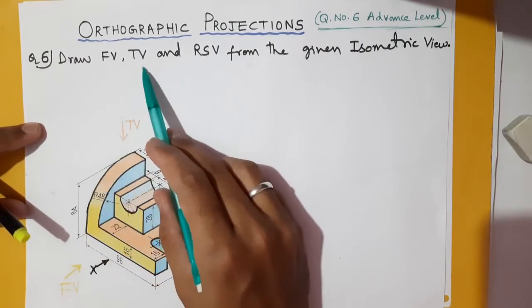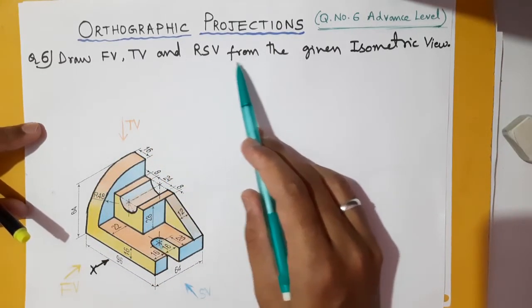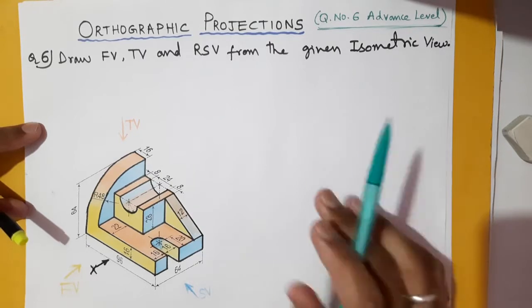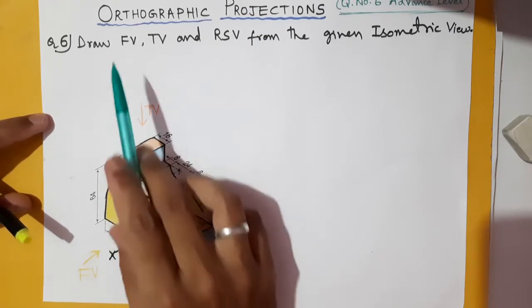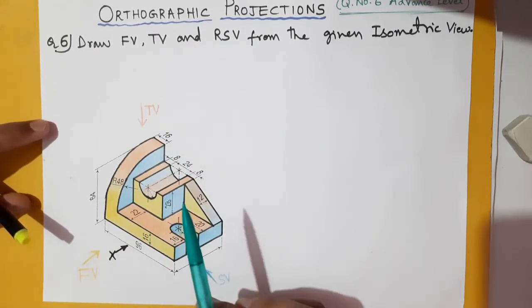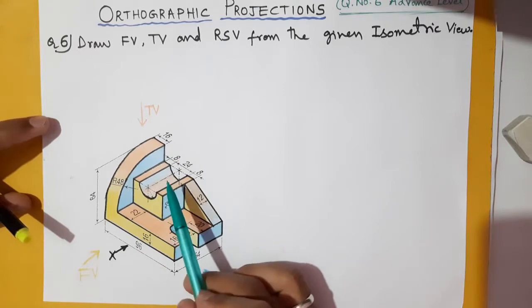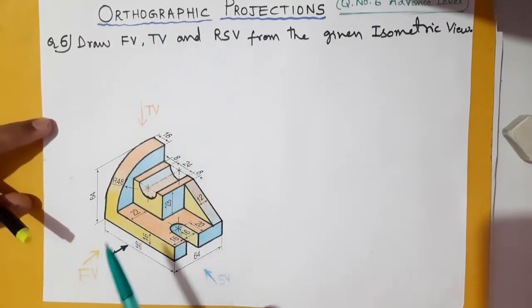Draw front view, top view and right side view from the given isometric view. Here they have given the isometric view, that is the 3D view. From this 3D view we need to draw the front view and top view, which are 2D diagrams. Isometric to orthographic. 2D diagrams are called orthographic projections. So let us discuss the diagram, how they have given it.